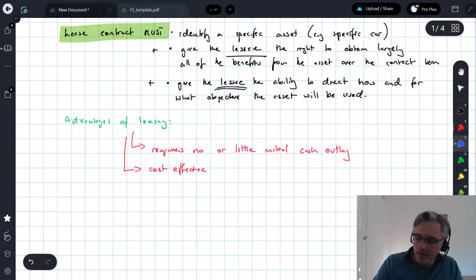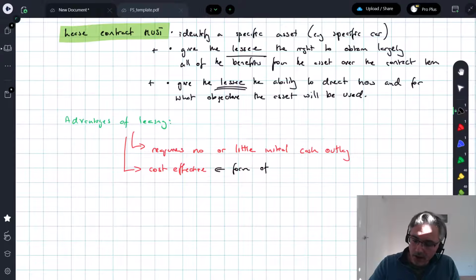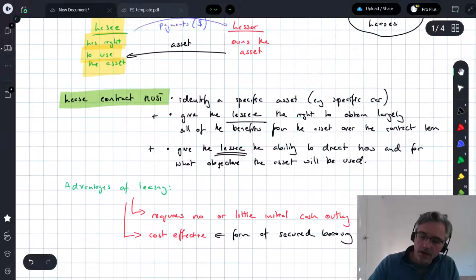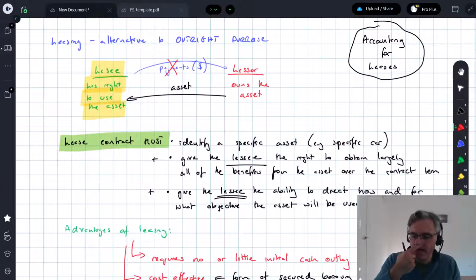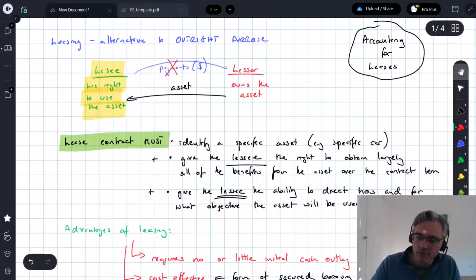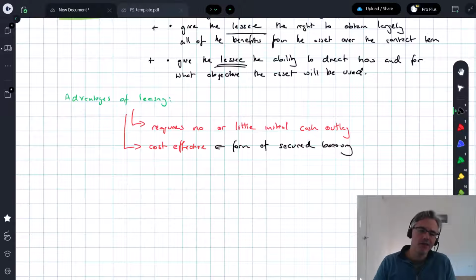Why? Because ultimately it becomes a form of secured borrowing, where the asset itself, the so-called underlying asset, is the security. If you fail to make the payments as the lessee, well, then the lessor just comes and repossesses the asset. It's there. They own it anyway, so they take it away from you.